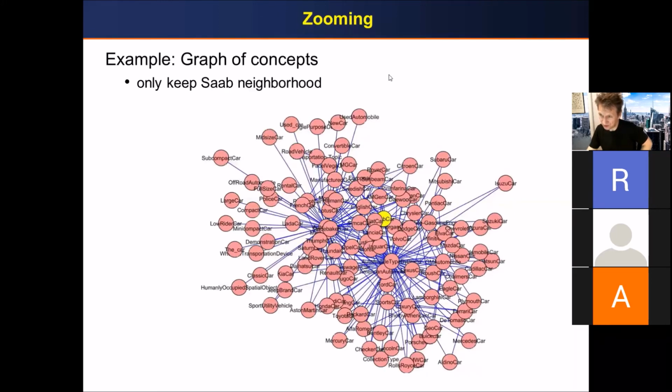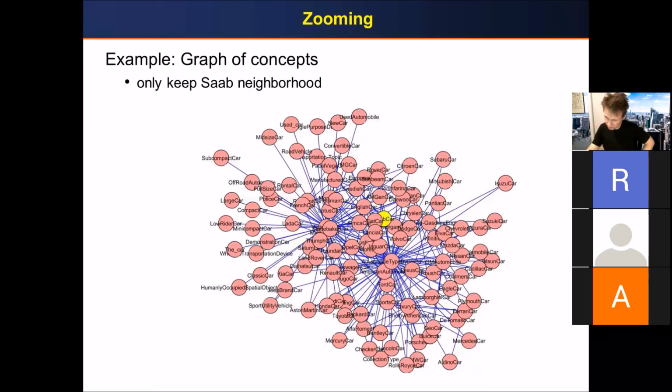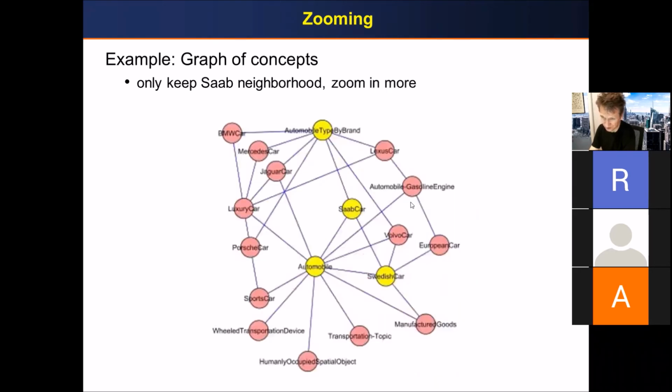Zooming, this is zooming, where I zoom now into certain neighborhoods. Here I filtered, and now I'm zooming into a certain neighborhood, like just zoom into one of those hubs. This is the Saab neighborhood, for example. The cars that are related to Saab, or the concepts that are related to the Saab car. Okay, this is the graph of concepts, and the zooming helps.